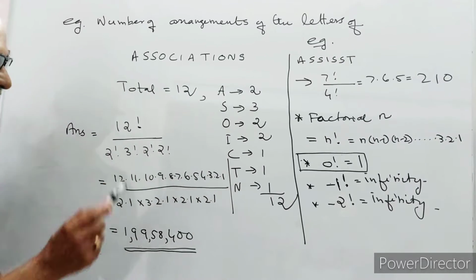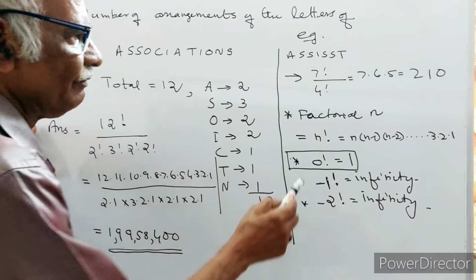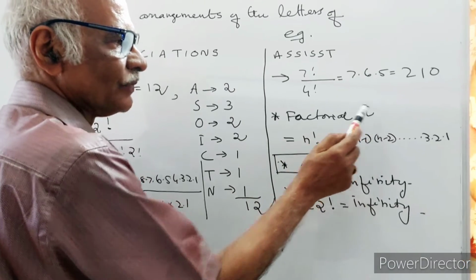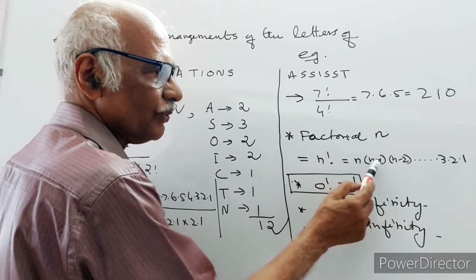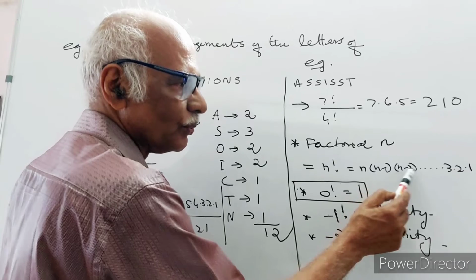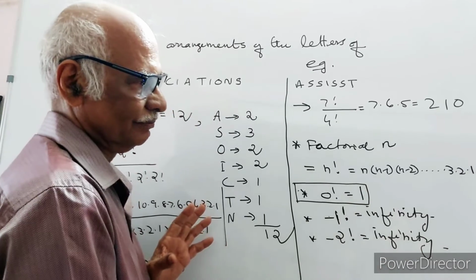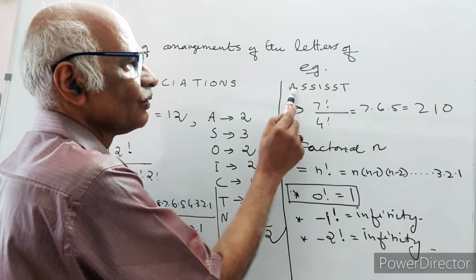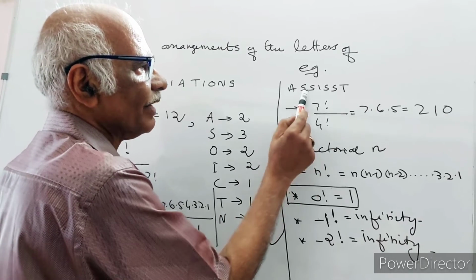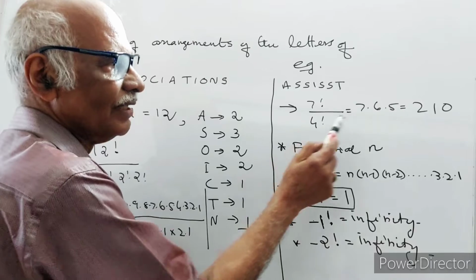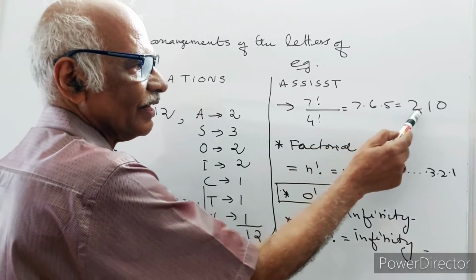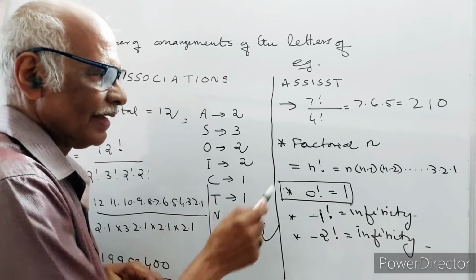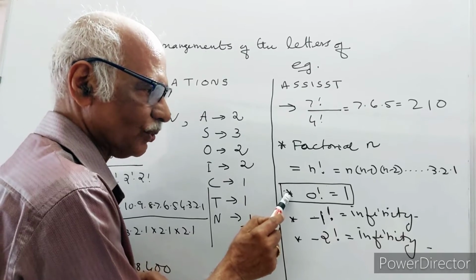Now this can be simplified. Now factorial n is simply n into n minus 1, n minus 2 up to 3, 2, 1. Now for example, take the word ASSIST. Total is 6 letters divided by 3 factorial for the repeated S. So the answer is 6 into 5 into 4, 120. Now this is important, 0 factorial is 1.